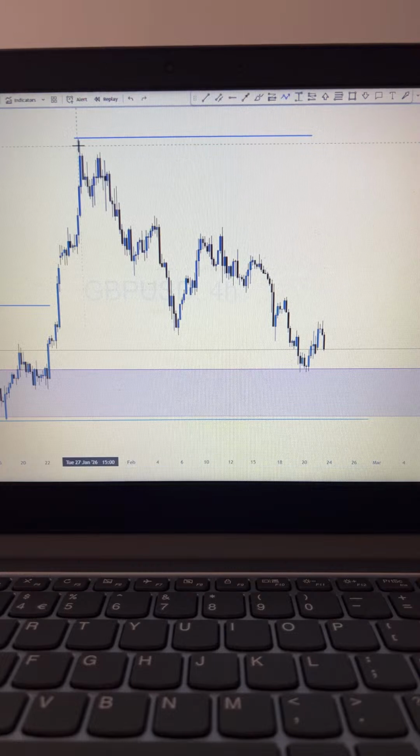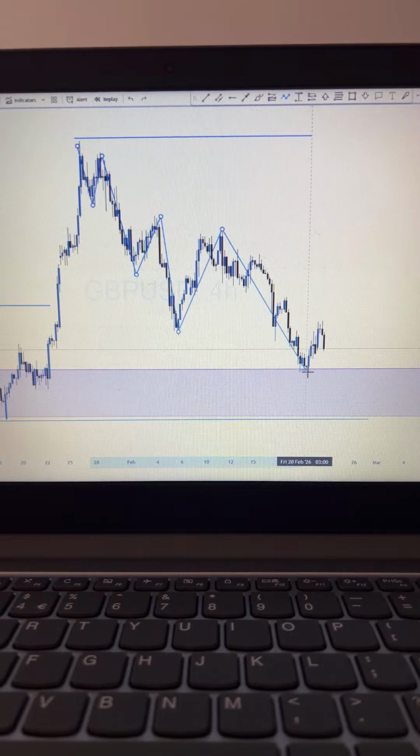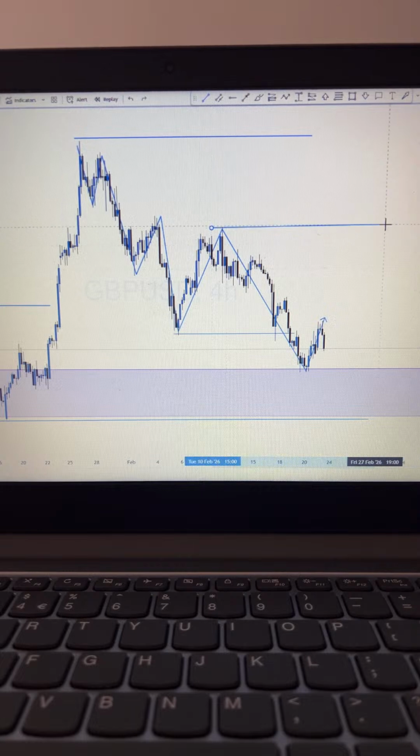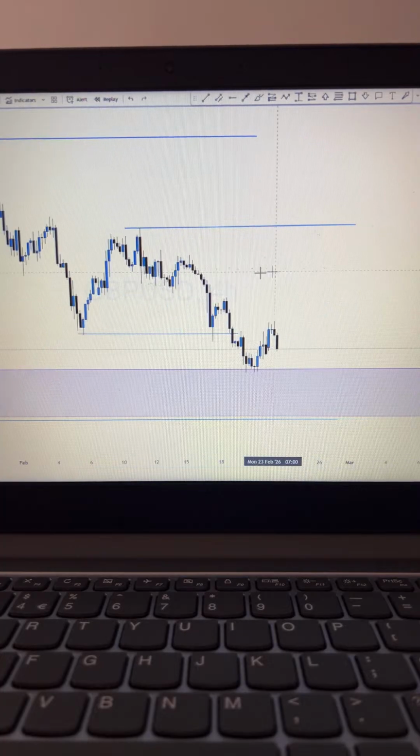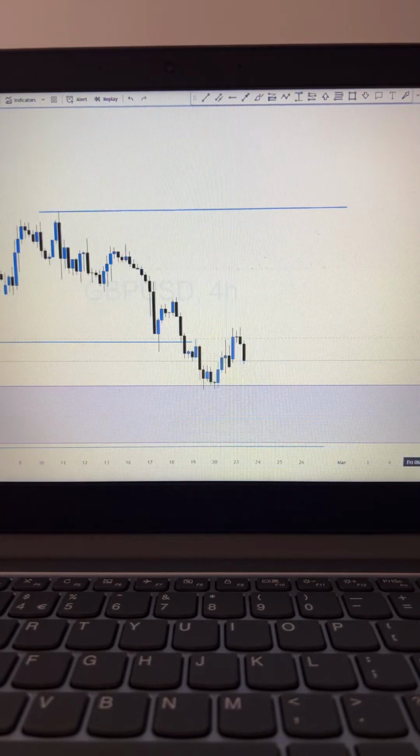So this is it. This is change of character, this is break of structure, and this is also break of structure. Currently we are having a pullback. So 4 hour is bearish. Now we need 4 hours to align with daily for us to trade the higher time frame structure. We need 4 hours to align with daily for us to trade the higher time frame structure.